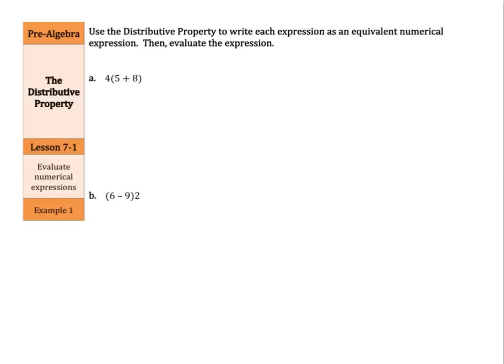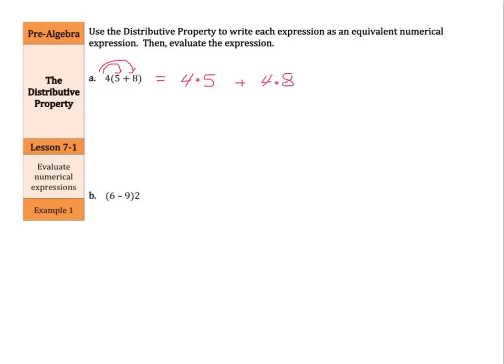Now, use the distributive property to write each expression as an equivalent numerical expression, then evaluate the expression. So a couple different steps here. First, we're going to take our 4 and multiply it by the 5, and then our 4 times the 8. Now it does say to write each expression as an equivalent numerical expression before we evaluate, before we solve. So we have to take and write 4 times 5. We have a plus, so plus 4 times 8.